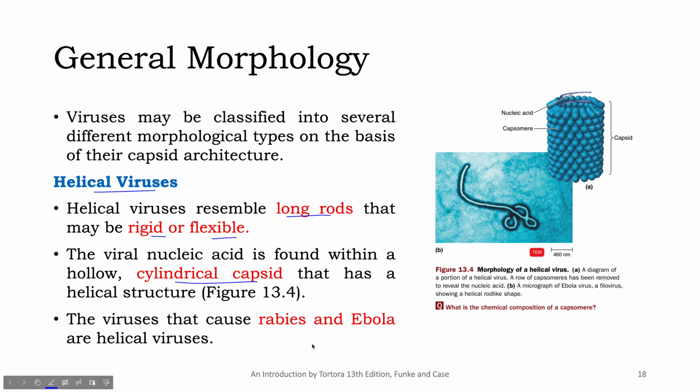Examples of viruses with the helical structure are the rabies and the Ebola virus. Here in this picture, a micrograph of the Ebola virus is shown. As you can see, a helical rod-like structure is seen.